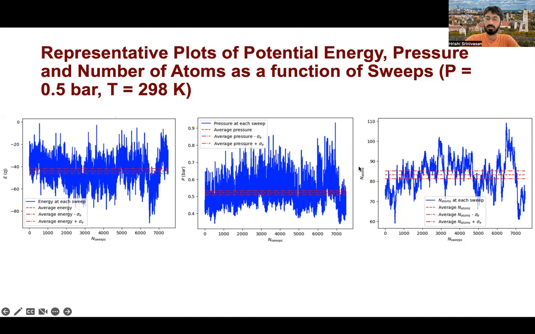Finally, in the rightmost plot, we have the number of atoms plotted against the number of sweeps, and this also equilibrates to around a constant value. There are significant fluctuations, plus or minus 10 atoms in the system. I'm not sure why the fluctuations are so large, but I hope I can fix this over the next week and figure out what's going on in my code. It looks like there are more deviations later on in the simulation, but it seems like it's coming back to a constant average value around 85 atoms for these conditions, at least.